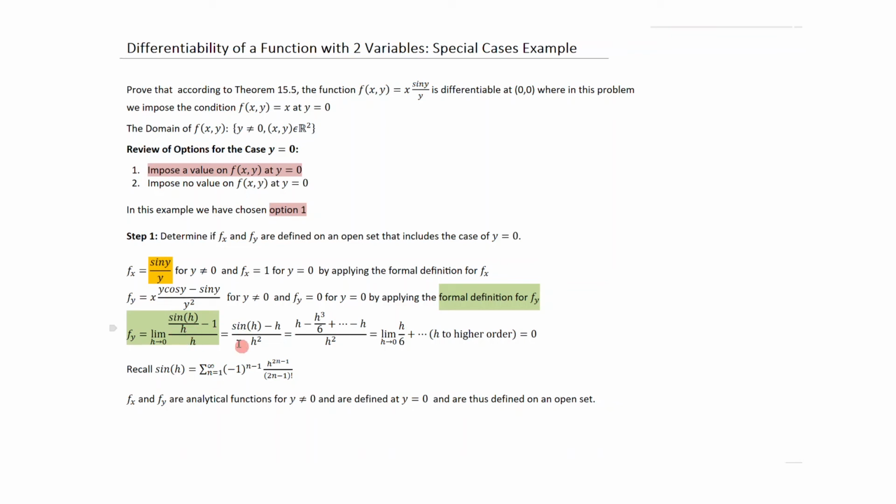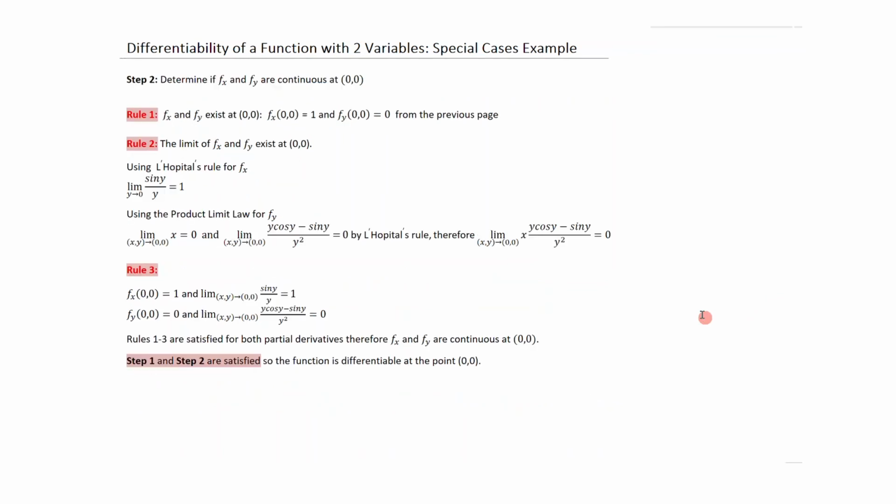If you expand this out, we can expand sin h in terms of a Taylor series, and the only term of interest would be the lowest order, which is h, but as h goes to 0, this term goes to 0, and hence the limit of f partial y as h goes to 0 is equal to 0. Here again is the Taylor series expansion for sin h. F and the partials f_x and f_y are analytical functions for y not equal to 0, and are defined at y equals 0, and thus are defined on an open set. So essentially step 1 is completed, and we move on to step 2.